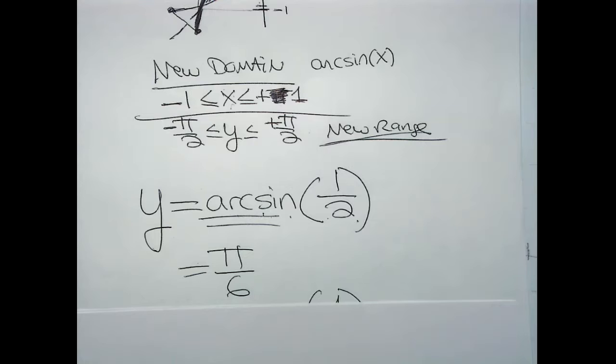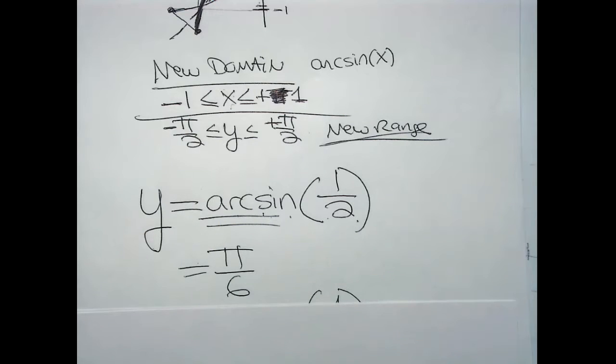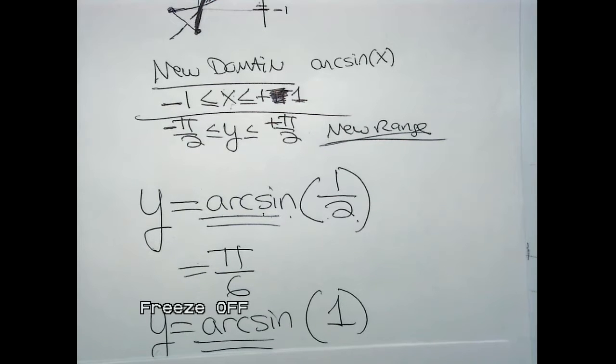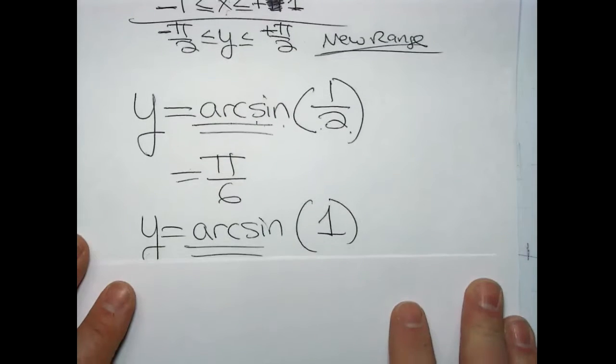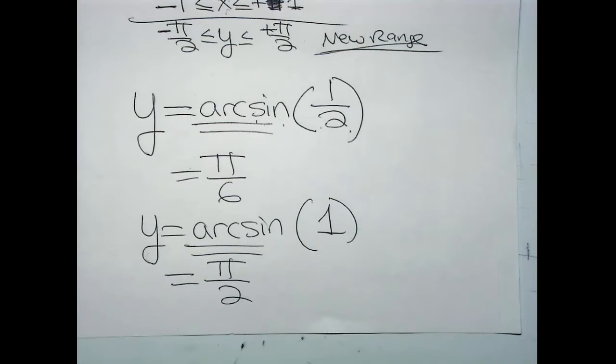So the answer, the y output, is actually an angle. So the y values are angles, which makes a little bit of sense now that you know that the y value output is from -90 to 90 because they are actually angles. Let's try another one. What's the arcsine of 1? What angle would you take the sine of that gets you a y value of 1? Well, I think you know the answer to that. You take the sine of 90 degrees. The answer, therefore, is pi/2.